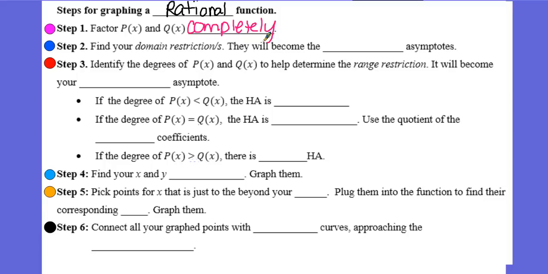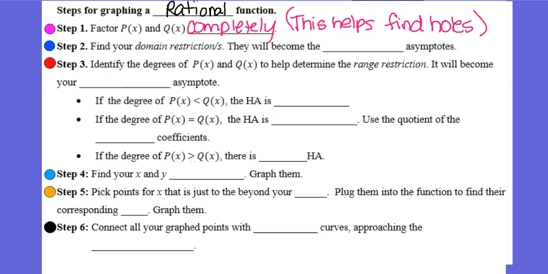Let me see, I think I made an extra little note here. I'm going to write this: this helps find holes in our graph. We won't be graphing any graphs that have holes today. We'll probably do that on Monday. But this step helps us to simplify the graph, and when we simplify the graph, we create a hole in the graph. All right? So we're done with that step.